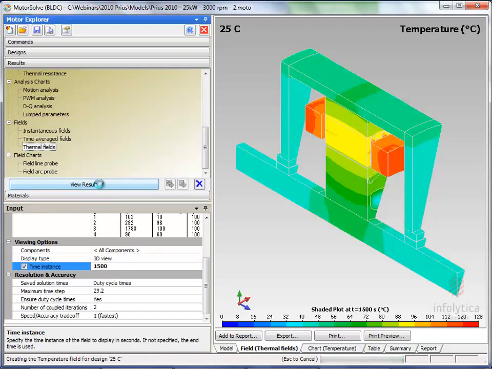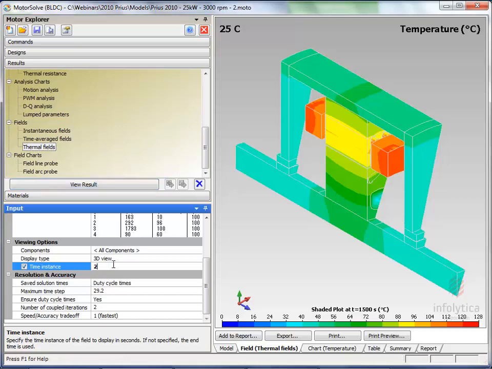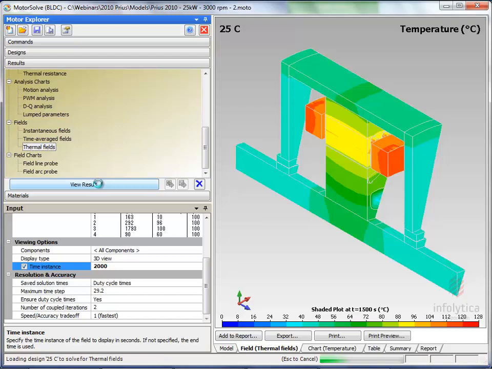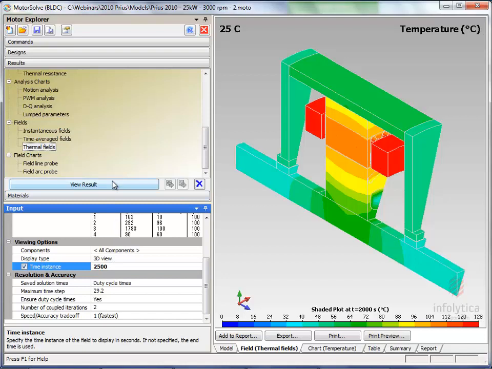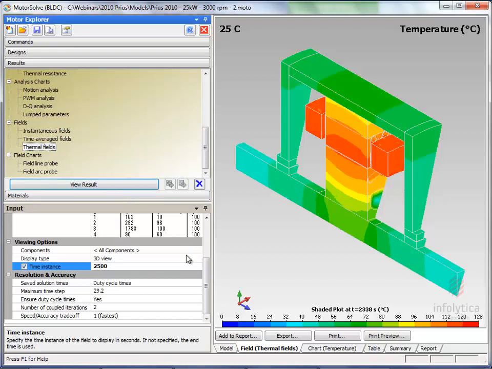1500 seconds. Go to 2000, and then go to the end. You can see the full distribution of temperature in the machine. One other thing to note here, with the mouse rollover, you can see the local temperature. And if I go into the magnet region, you can see that I've got roughly 104, 105 in this magnet here. Winding is at roughly 116 at this point.